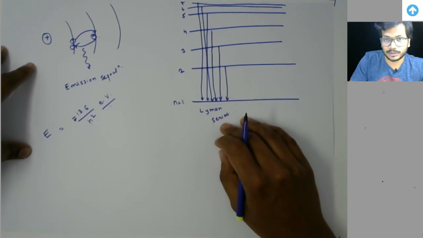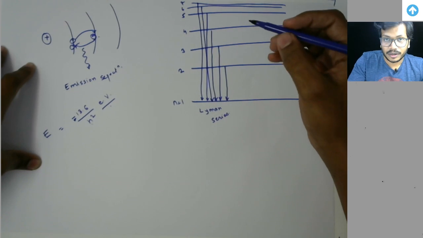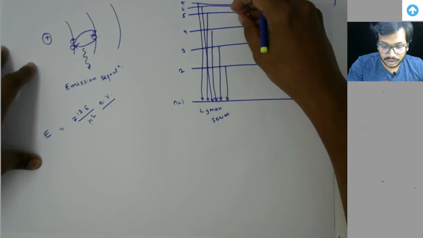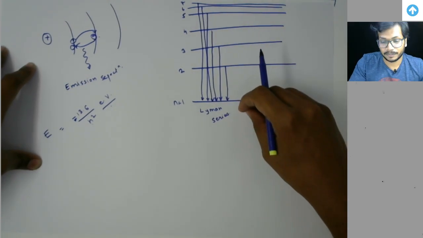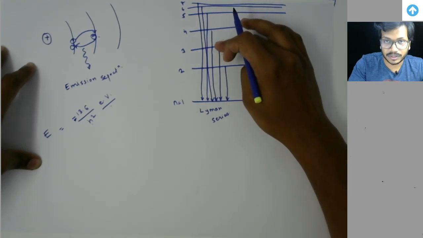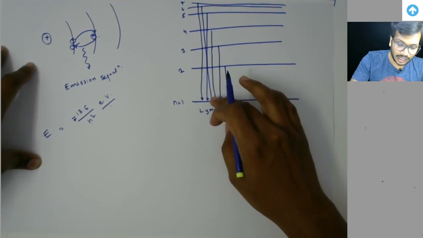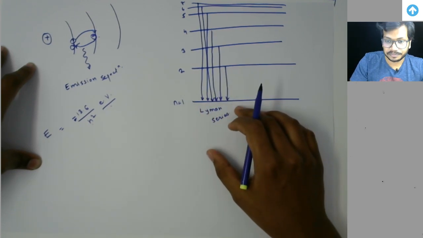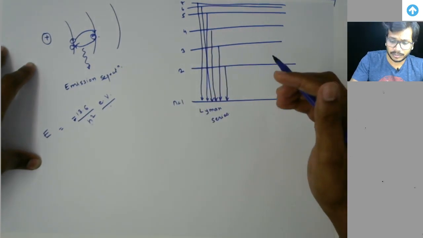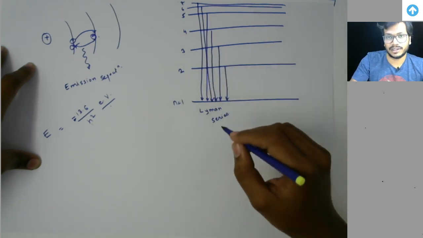Let me repeat this one more time. Whatever electrons jump to the first level, like let us say an electron starts from the 3rd level and jumps to the 1st level, it will fall under the Lyman series. So Lyman series is the name given to all the electron jumps that end up on the 1st level.